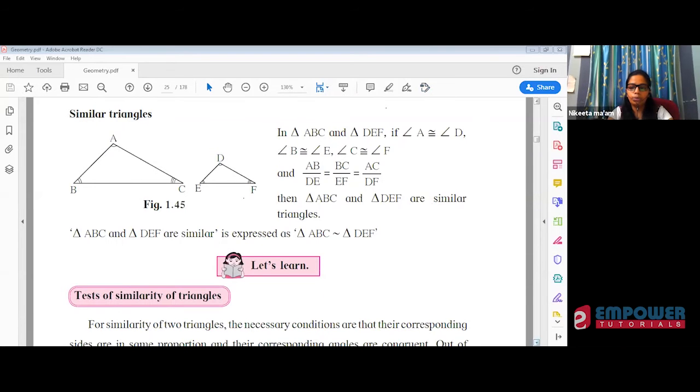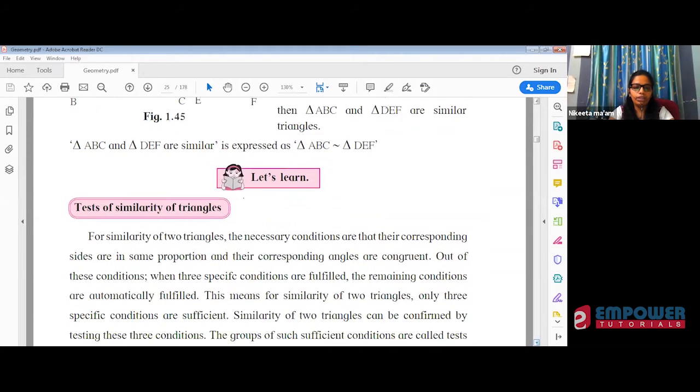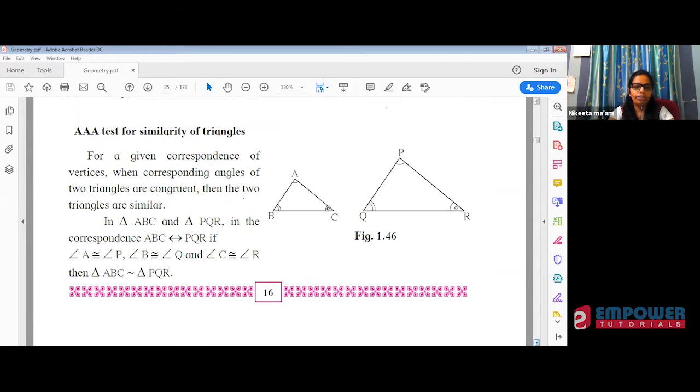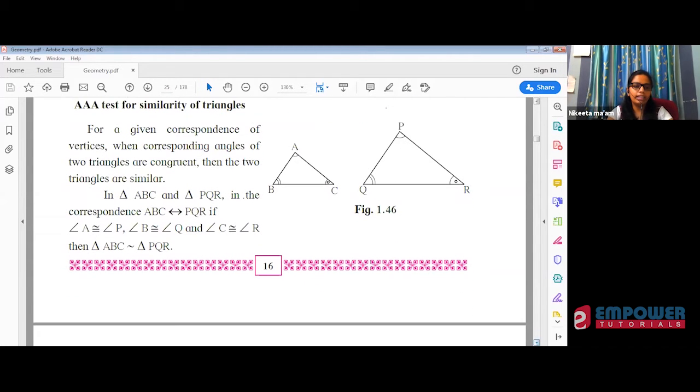Now, how to prove that two triangles are similar in different cases. Okay, now we will use the AAA test. The AAA test suggests that if all three angles of your triangles are congruent, then you can say that these two triangles are similar to each other. Let's suppose in triangle ABC and triangle PQR, angle A is congruent to angle P, angle B is congruent to angle Q, and angle C is congruent to angle R. Therefore, I can say that triangle ABC is similar to triangle PQR.